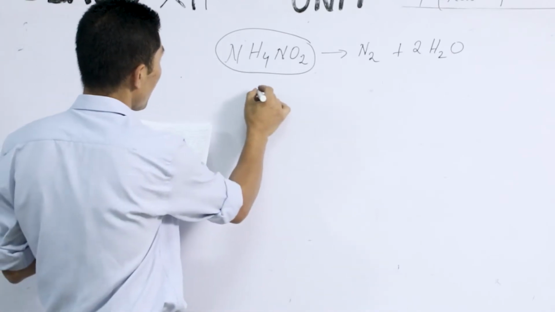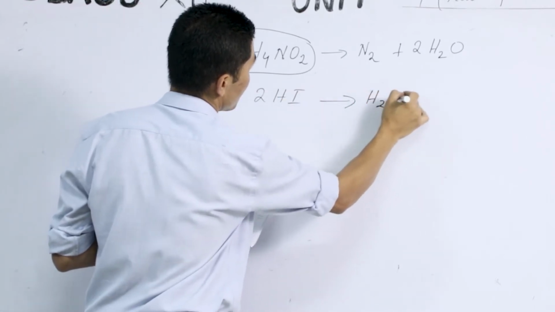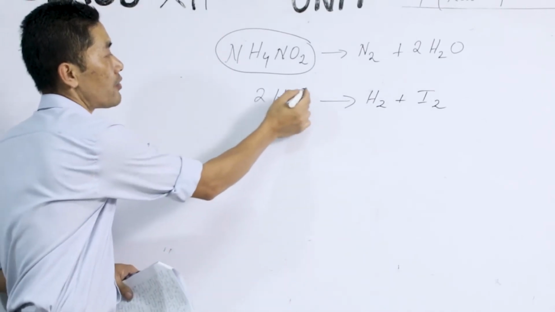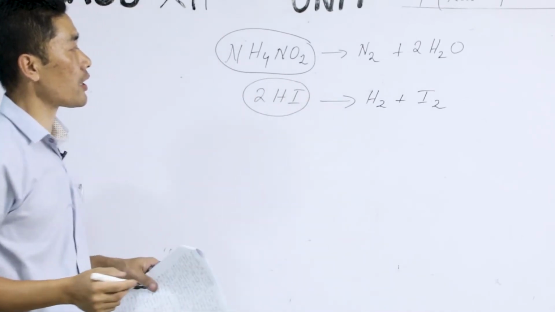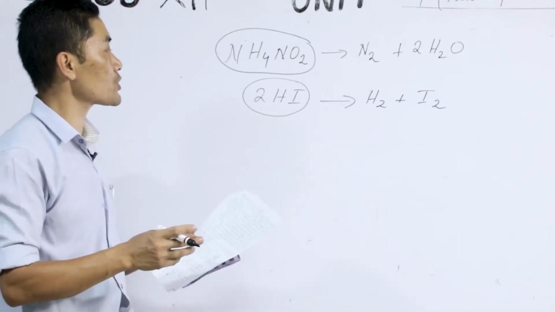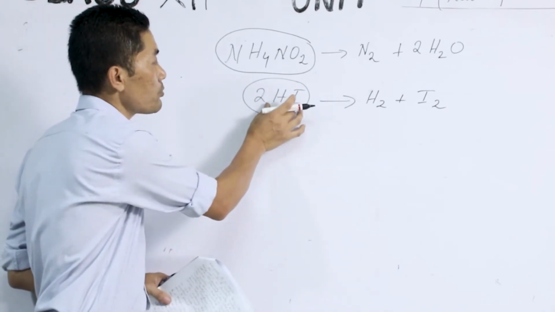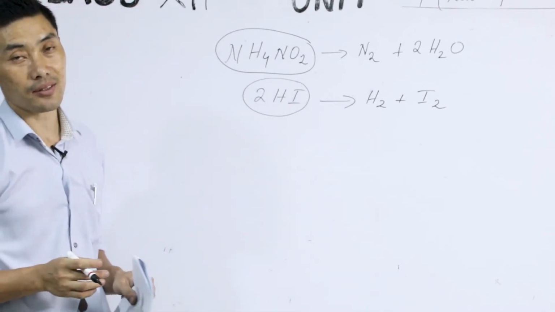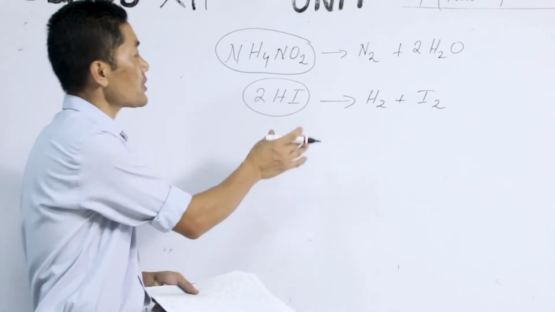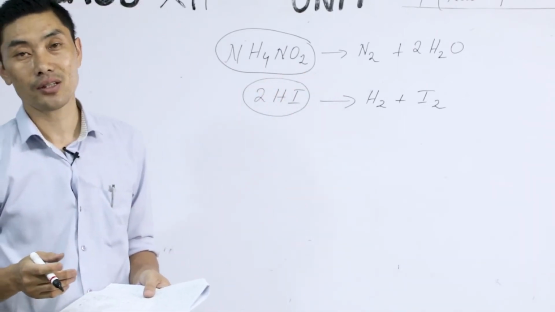Likewise, if hydrogen iodide decomposes to form hydrogen gas and iodine, here we have 2 molecules of hydrogen iodide colliding simultaneously to give rise to the products. So, this will be a bimolecular reaction. Molecularity will be 2. Likewise, if there are 3 molecules involved, it will be a trimolecular reaction, and so on.